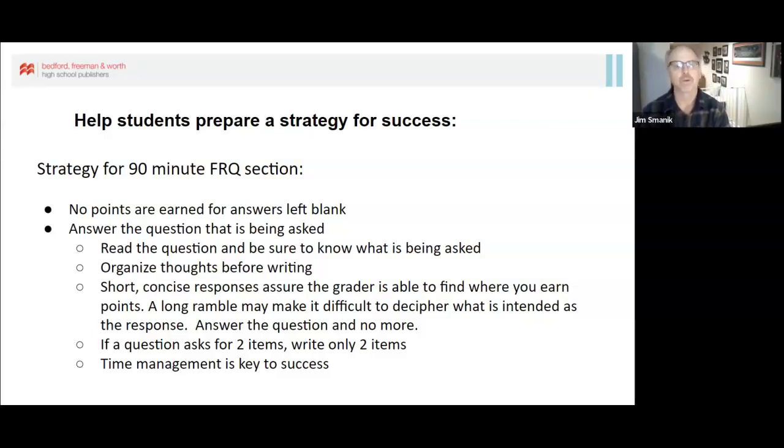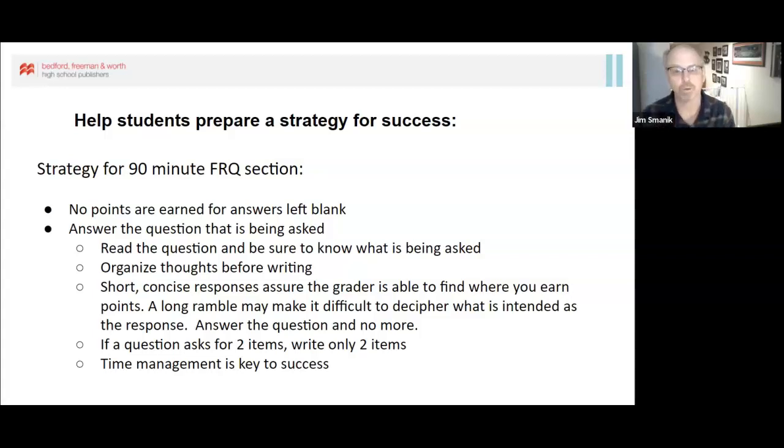Read the question, read the question, read the question. Taking some time to get organized, organize your thoughts before writing, actually will result in short, concise responses. That helps the grader more simply be able to find where you earn the points. A long ramble may make it difficult to decipher, and oftentimes ends up with students shooting themselves in the foot by revealing they don't understand. And graders do step back.